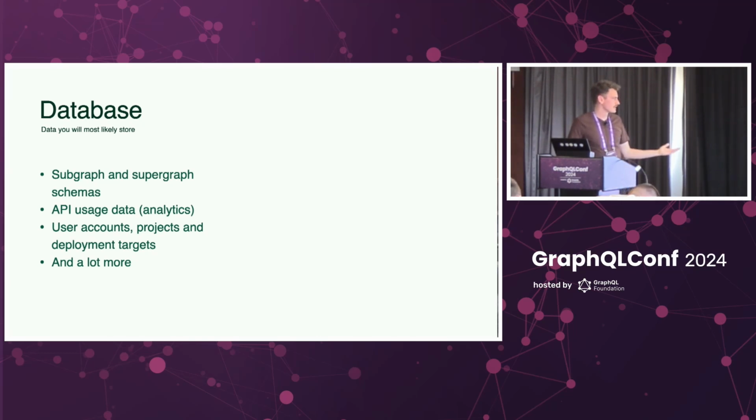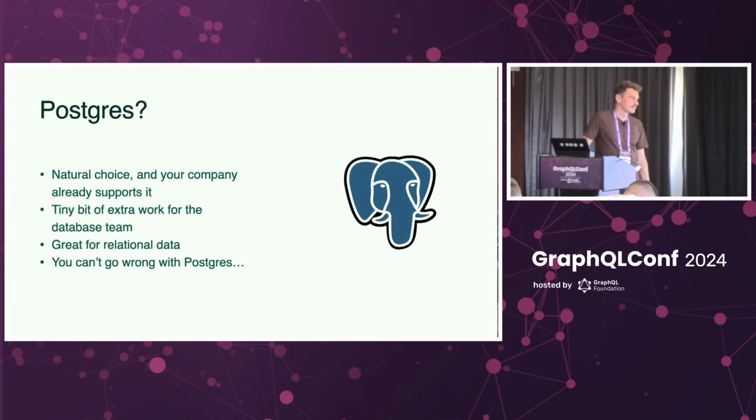If you want analytics, even to detect breaking changes while giving context to people, you need to store usage information of your GraphQL API somewhere. You obviously need user accounts, projects, deployment targets, and a lot more. Where do you do it? You think, maybe I will do it in Postgres, right? My company already supports it. It's a natural choice. You can't go wrong with Postgres, right? It can handle everything.